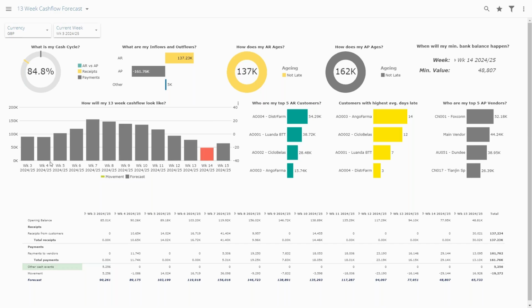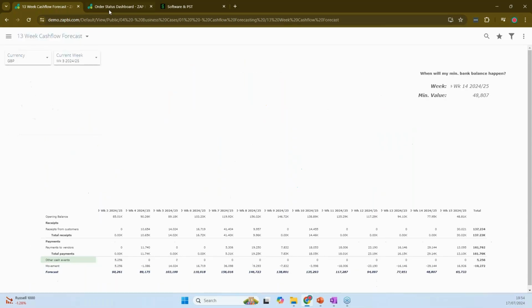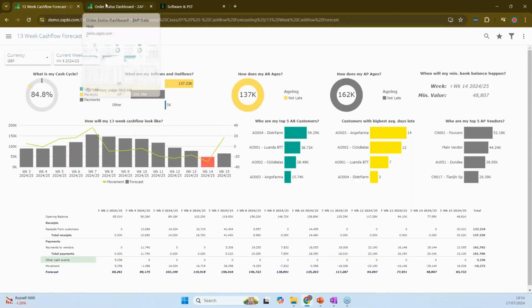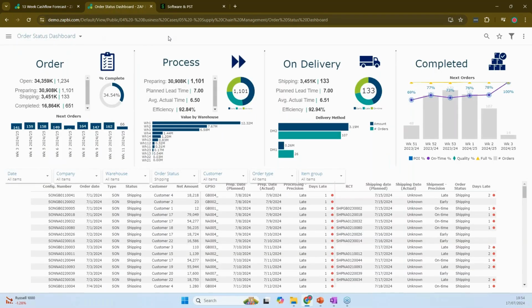So this is what this report is about. We can see the different movements, and we can see the forecast, and we can see that in week 14 of this specific fiscal year, we are having problems with the data. So it's about how we can also have actionable dashboards that can tell me the whole story. So this is just one report. I want to show you another one.